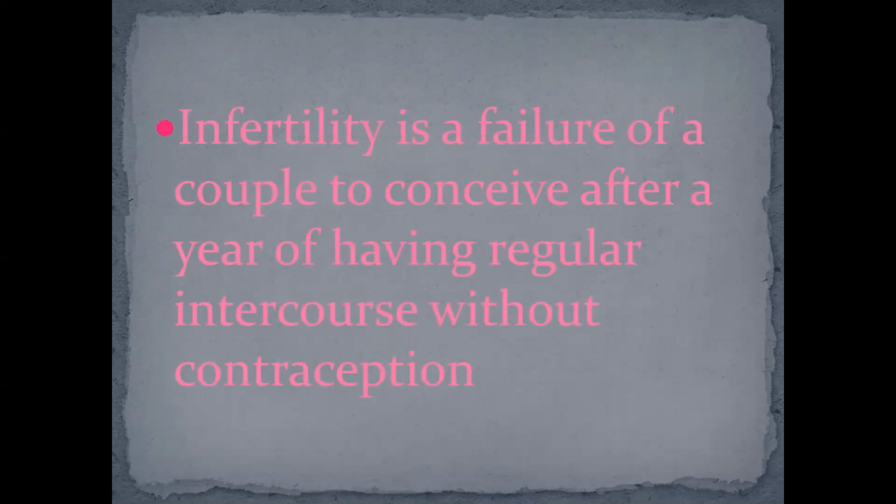First of all, what is infertility? Infertility is a failure of a couple to conceive after a year of having regular intercourse without contraception. That means that if the couple has regular sexual contact during one year without any protection and there was no episode of pregnancy, then we should consider infertility. After that, we should start the examination of the couple to find out the exact reason for the infertility.